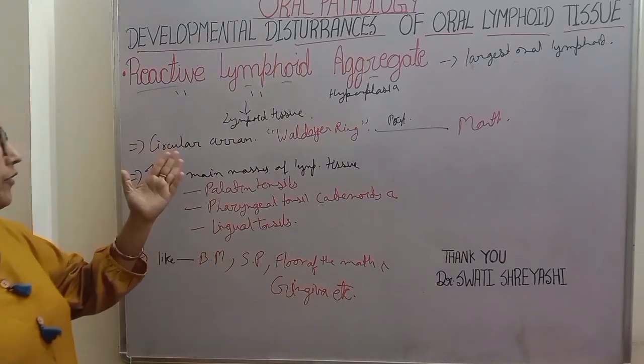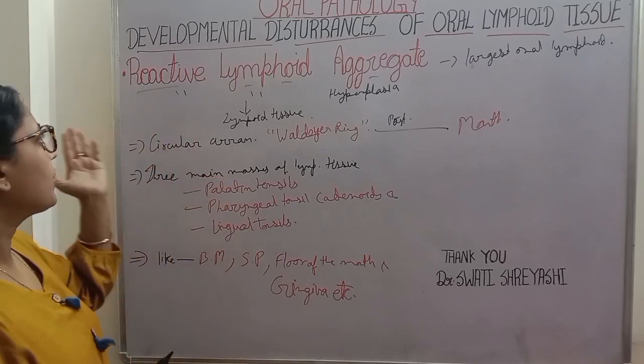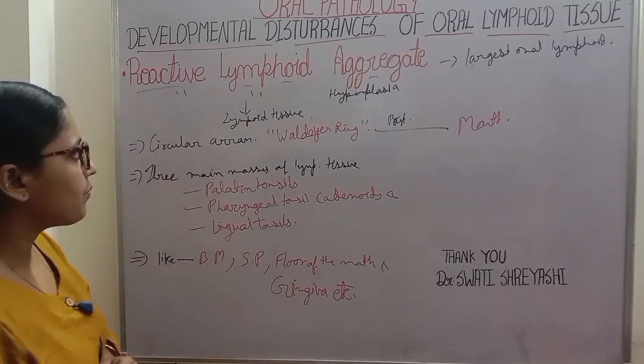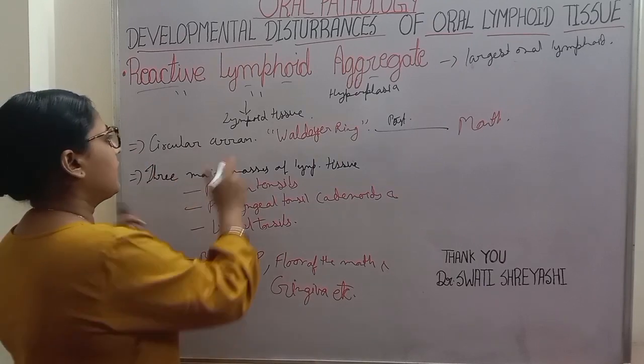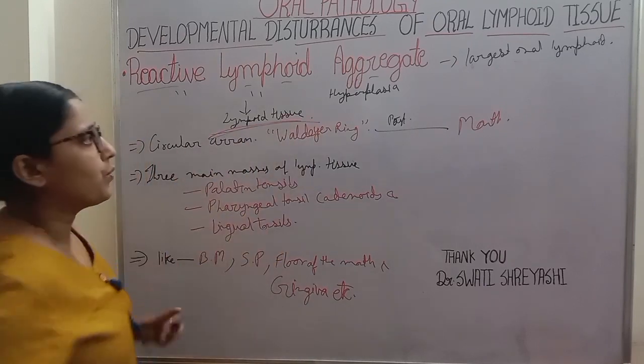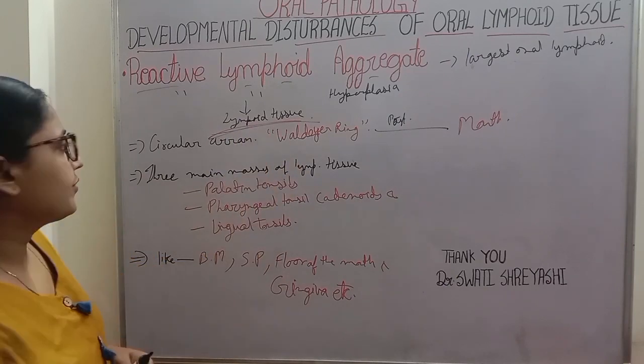हम लोग ने रिएक्टिव लिम्फोइड एग्रीगेट में क्या देखा? रिएक्टिव लिम्फोइड एग्रीगेट को हम लोग रिएक्टिव लिम्फोइड हाइपोप्लेसिया ही बोलते हैं, occurring in lymphoid tissue. This is the largest oral lymphoid tissue.